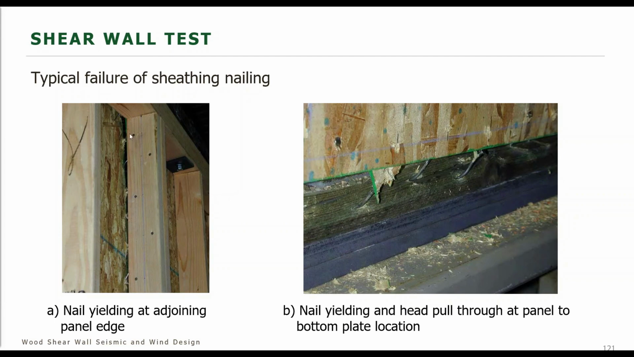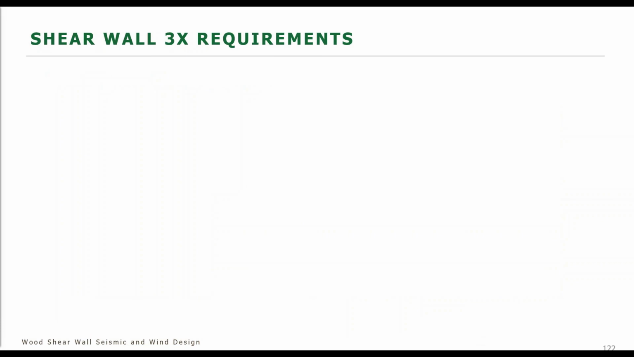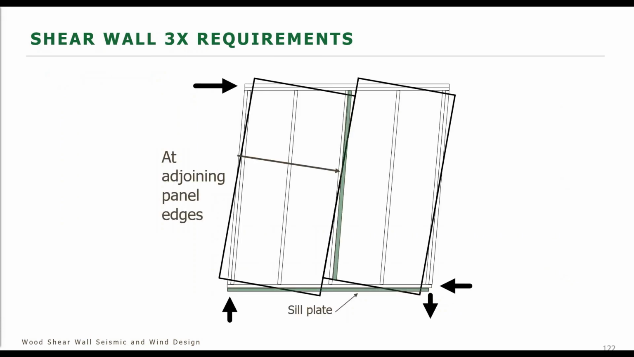And so now this has 2 2x members, but we see the yielding of the nail at the adjoining panel edges. And then at the sill plate, we see nail yielding right here, the head pull through right here. And this is good that we know what the failure is. But what's great is that this is a ductile failure rather than a brittle failure, which is what we're after, especially when we're dealing with earthquake loads.